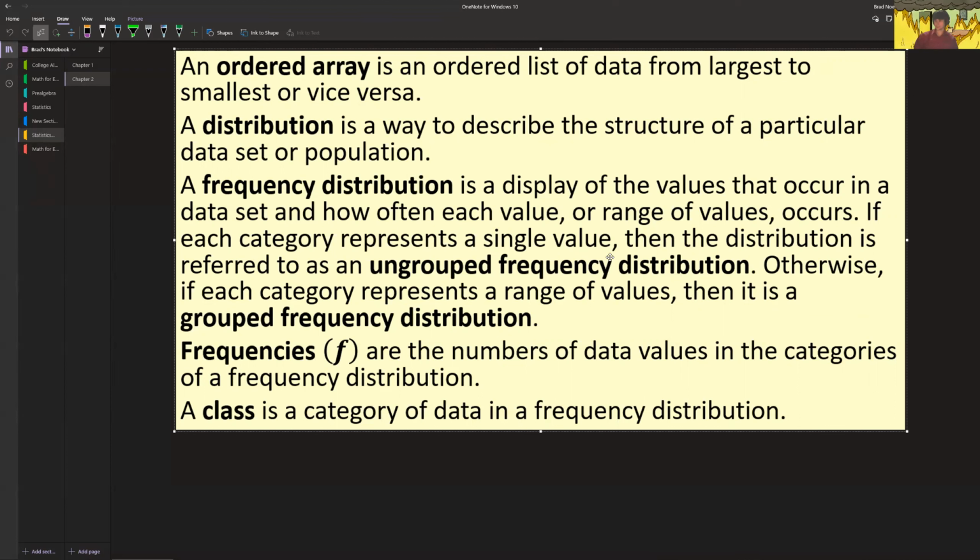The frequencies, which are represented by little f, are the number of data values in the categories of a frequency distribution, and a class is a category of data in a frequency distribution.